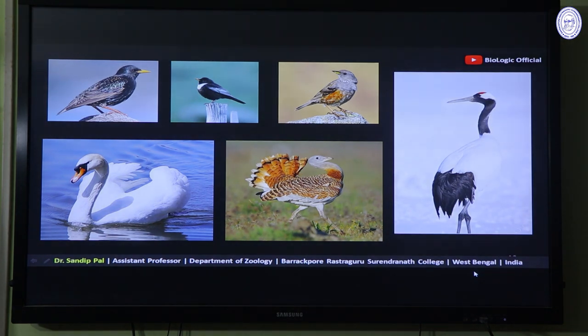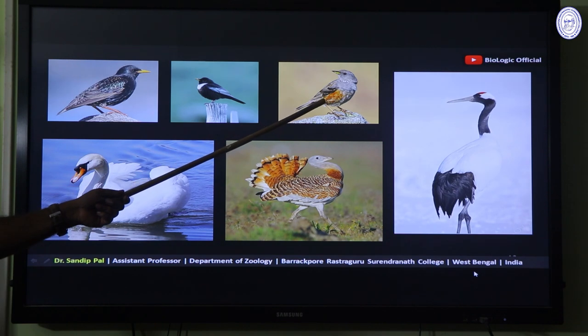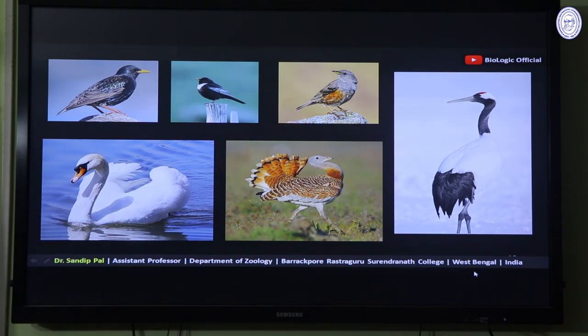And now the birds, characteristic bird fauna or avian fauna of this particular realm. This one is European starling. This one, great bustard. This is Japanese crane. This one, mute swan. This is Accenture bird. And this is ringed ouzel, O-U-Z-E-L, ouzel. So these are a few characteristic bird species of Palearctic realm.